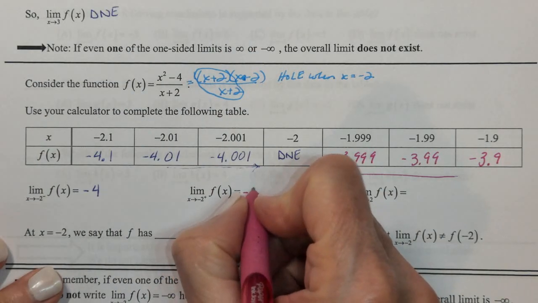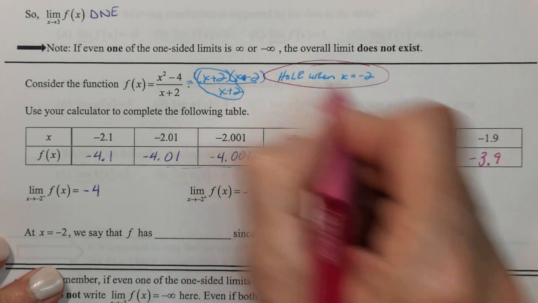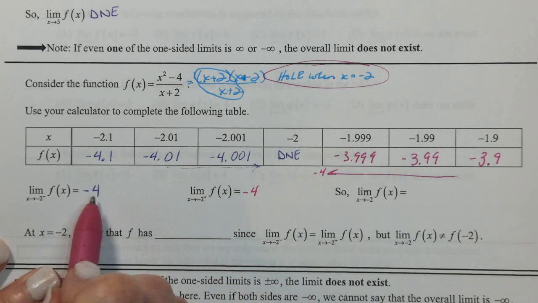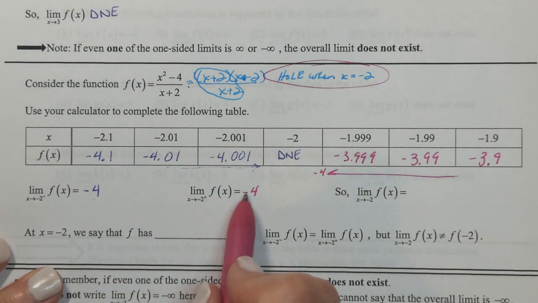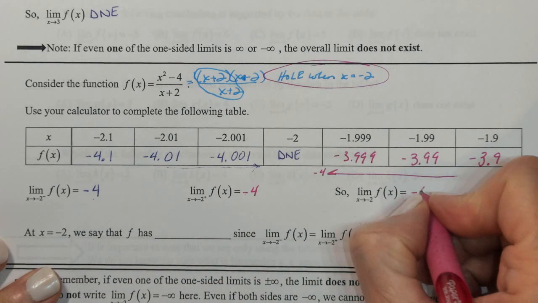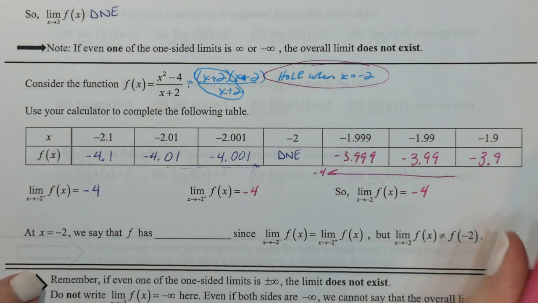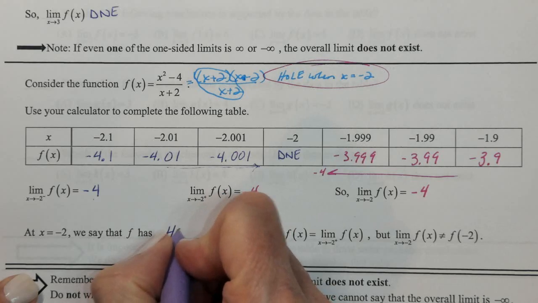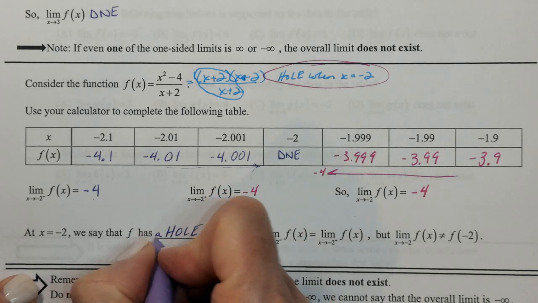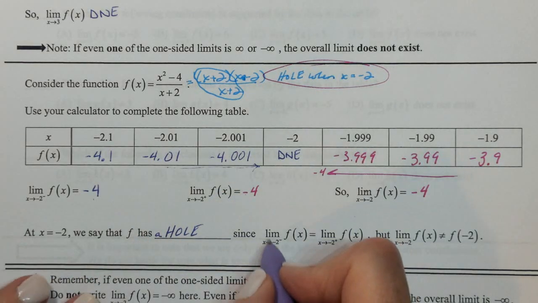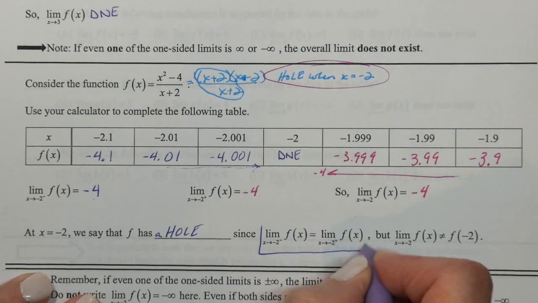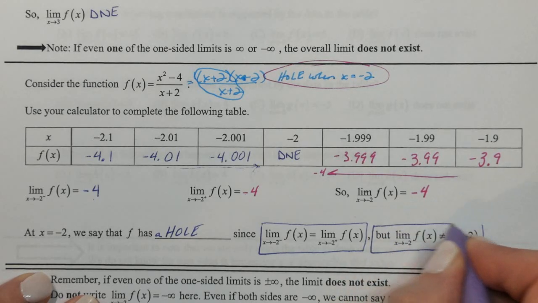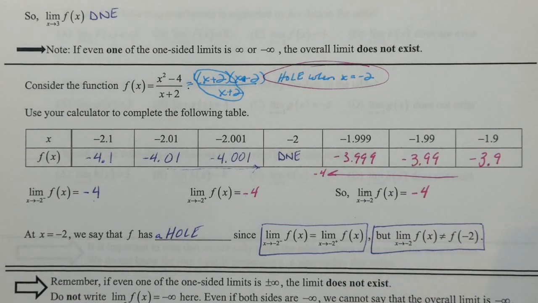Which is not shocking, because I already know there's a hole there. And if there's a hole, the limit from the left must equal the limit from the right. The overall limit is negative 4. At x equals 2, we say that f has a hole, since the limit from the left is equal to the limit from the right, but not equal to the value of the function. Okay?